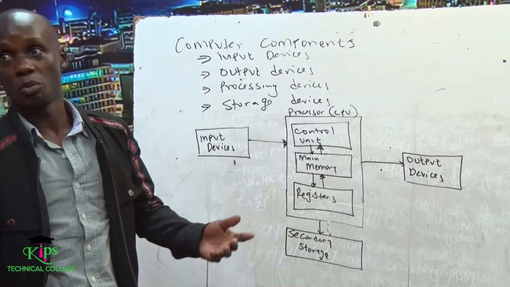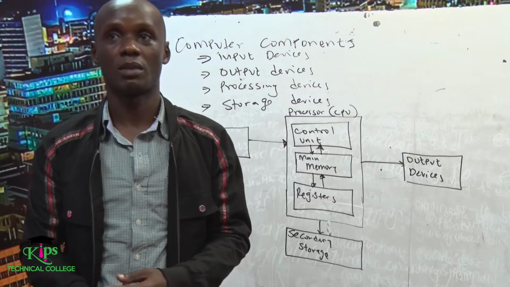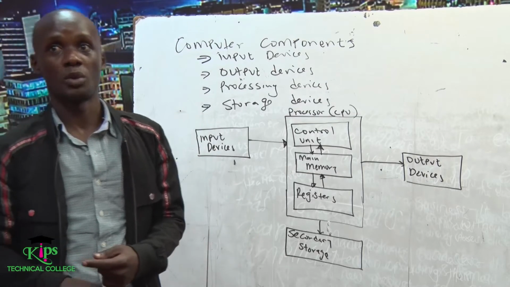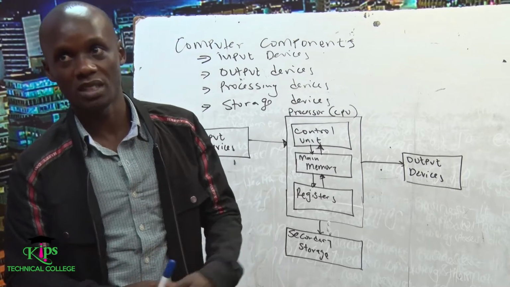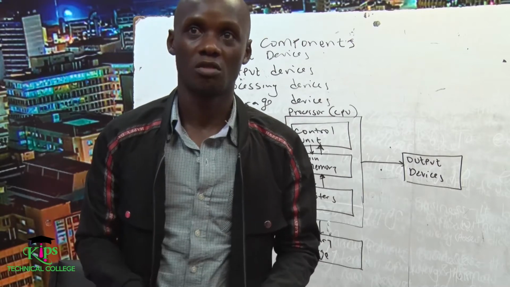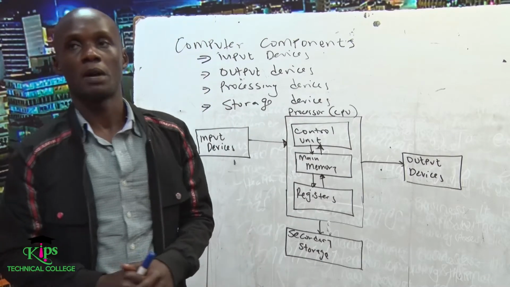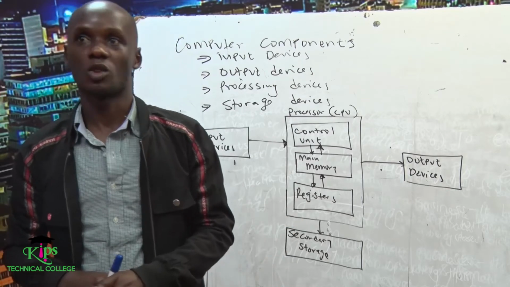So when we talk of computer hardware components, we are simply referring to the physical components that make up a computer, because a computer is a system, and when you talk of a system, it means it has separate components or devices, and each and every component or device performs a given task, but all those components must work together for the computer to achieve its objective.